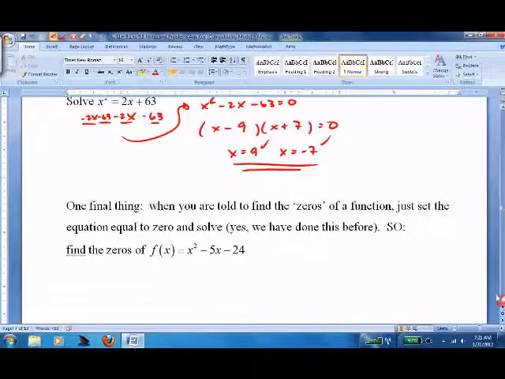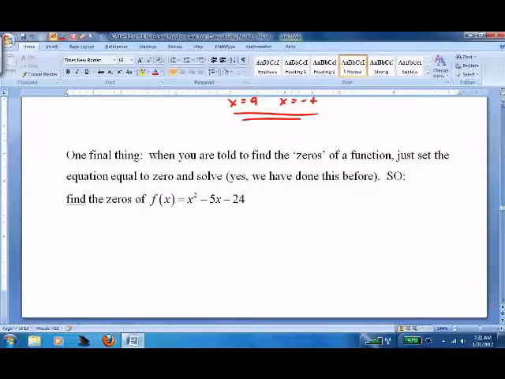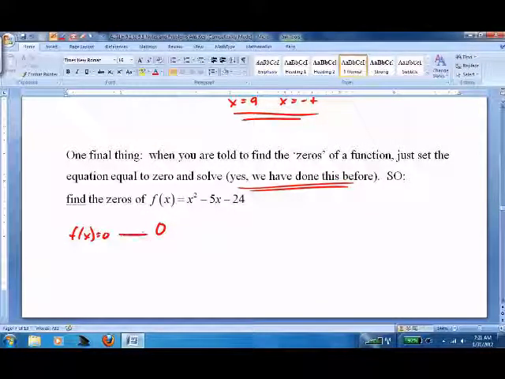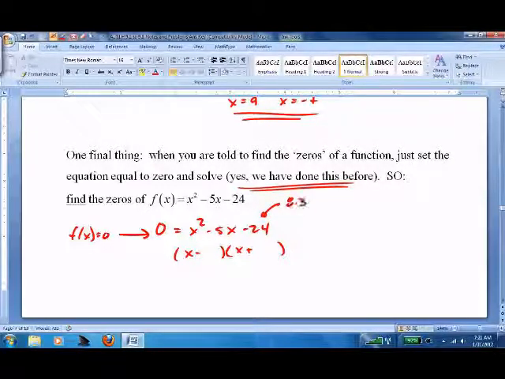When we get to graphing, it'll become a little more obvious. What does it mean to find the zero of a function? And we've done this before if you've been following my lessons. So find the zeros of this function just means set f of x equal to 0. And you'll notice it's exactly what we've been doing. Looks like 8 times 3 should work. Negative 8 plus 3 is negative 5. Negative 8 times 3 looks good to me. And that's it. Good luck.